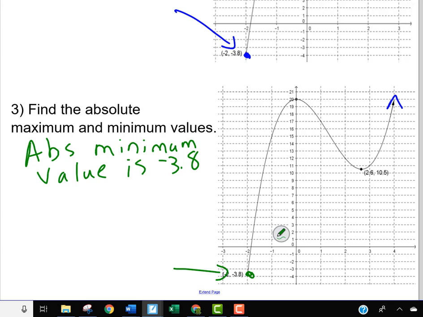But now for this problem, the absolute maximum, there isn't one, because this graph goes forever in an upwards direction, there is no absolute maximum value. This point here, which was an absolute maximum in the previous problem, now this is a relative maximum.